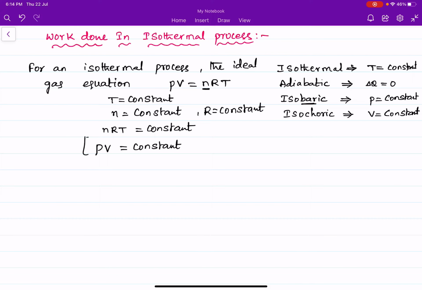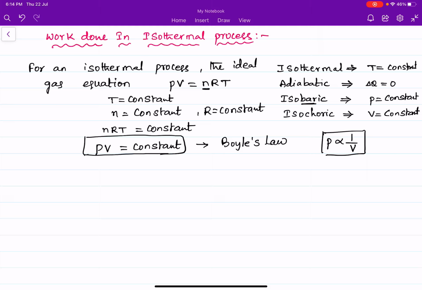So the ideal gas equation for isothermal process is simply Boyle's law. In Boyle's law, we know that PV is equal to constant at constant temperature. Pressure into volume is equal to constant. That means pressure is inversely proportional to volume at constant temperature. This is Boyle's law, which we discussed already.